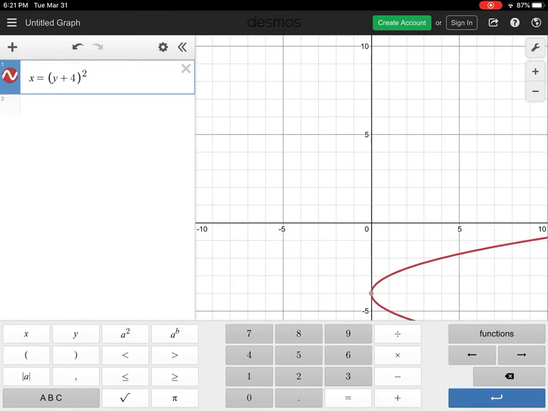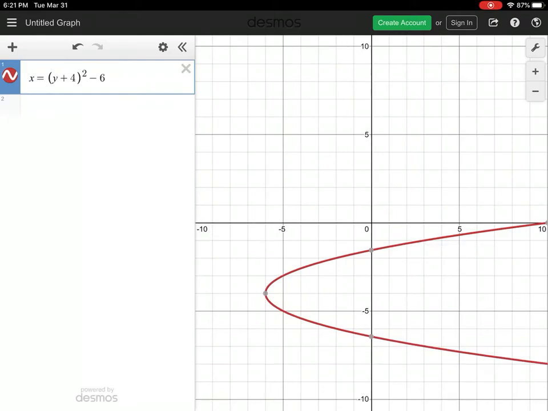All right, so I have it on my iPad, but you guys can put it on your computer or whatever you want to be using. All right, let's see, minus 6. All right, and so there it is. And so there's that parabola, it's sideways, and so that's not something you're used to, but we're going to talk about that in 1 minute.